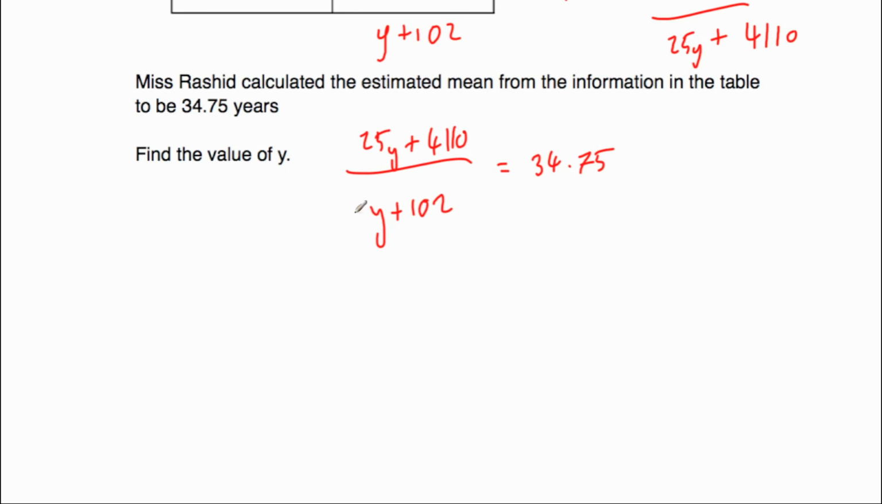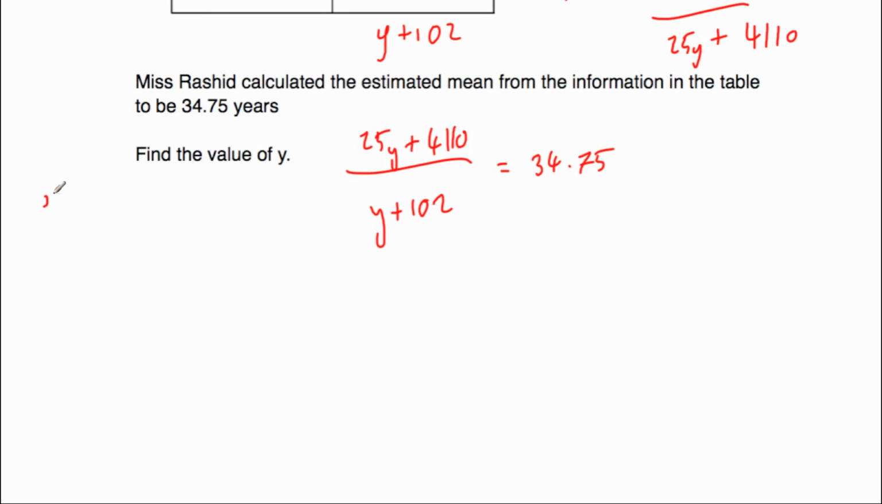Whenever I look at this equation, the first thing I spot is that we've got this y plus 102 on the denominator. I don't actually want this y plus 102 on the denominator, so I want to get rid of it. I'm going to get rid of it by multiplying both sides of this equation by y plus 102.